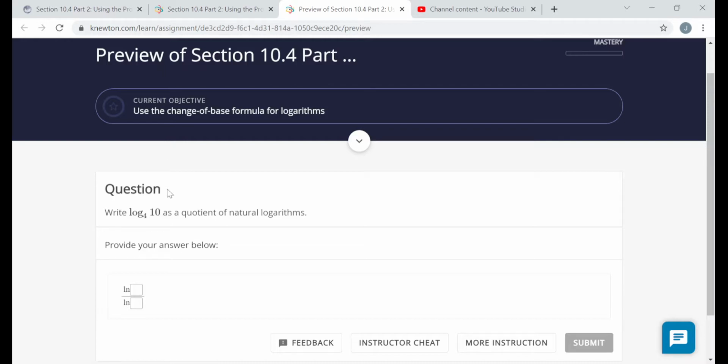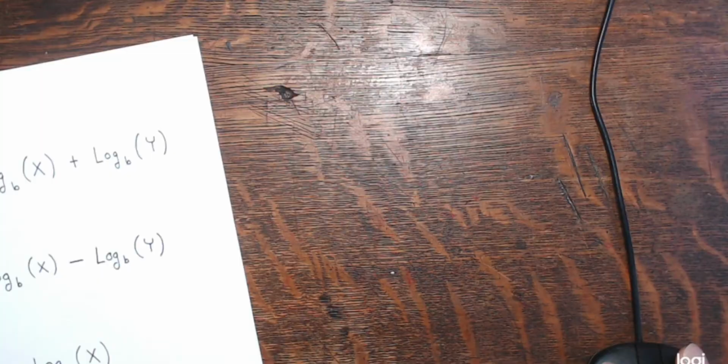Alright, so this first question is on the objective, use the change of base formula for logarithms. Alright, so before I get into this question, I want to write out this change of base formula for you. It's just one more property of logarithms. Now, I'm hoping that you watched the section 10.4 part 1 video, because in that video I went over some other basic properties of logarithms, right? The product property, the quotient property, the power property, and others. And I'm going to just refresh your memory of those right now.